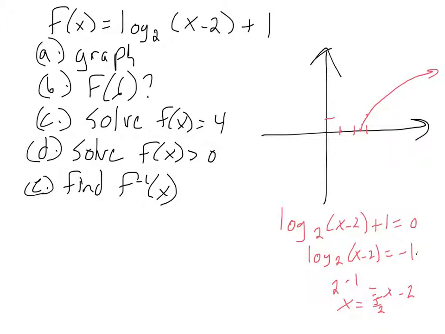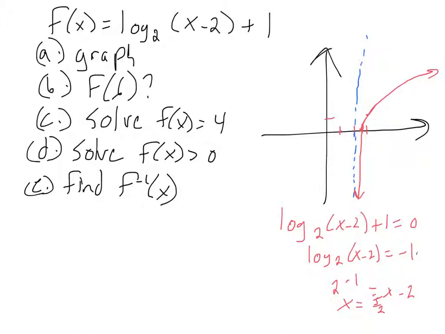And because it shifted over by 2, its new horizontal asymptote, which I'm going to do in blue actually, is now the line x equals 2 instead of the line x equals 0, right? So it's never going to cross that asymptote there. So that's roughly what it's going to look like right there.